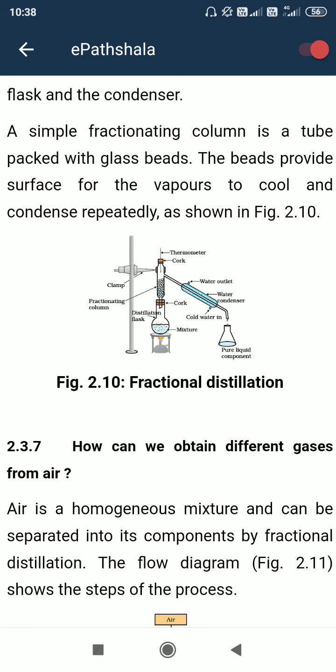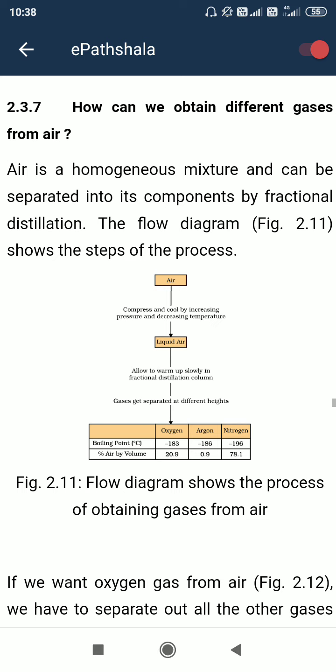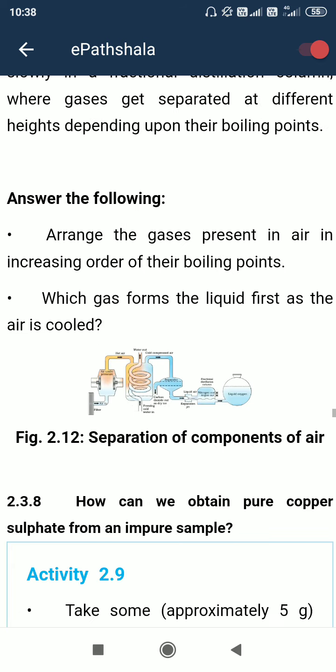Condensing repeatedly means more purification is possible in fractional distillation, because the vapor created first is not taken out, rather it is converted again to liquid form and gets back to the distillation flask. So that's why it is more advantageous. So this one is important.